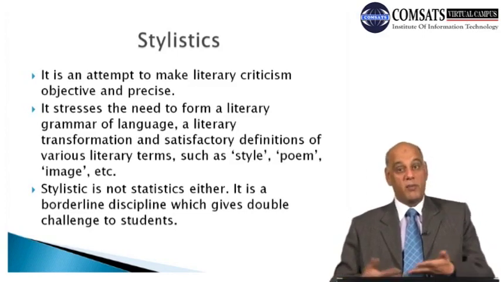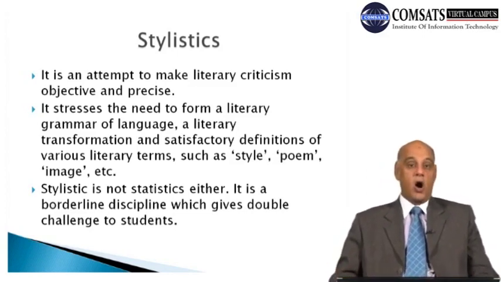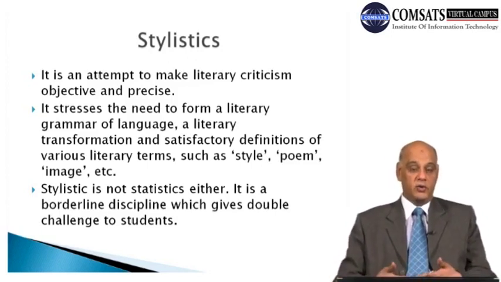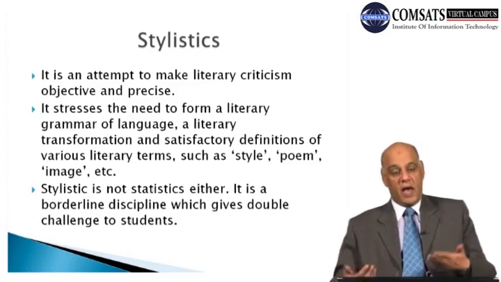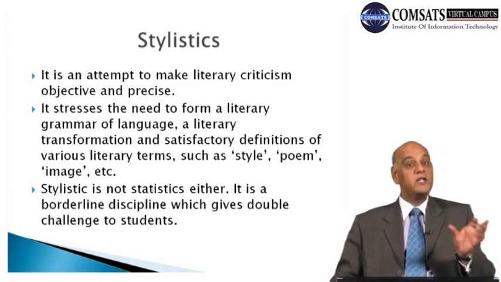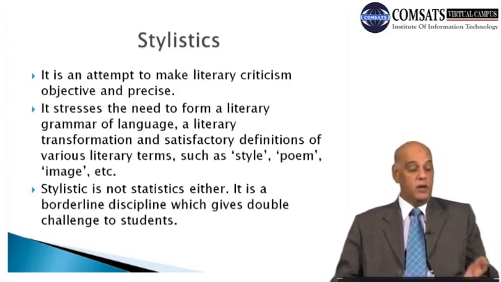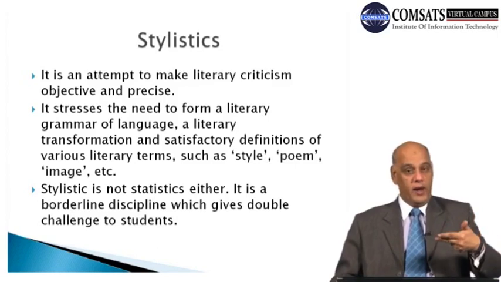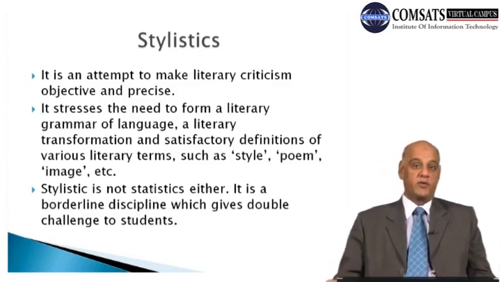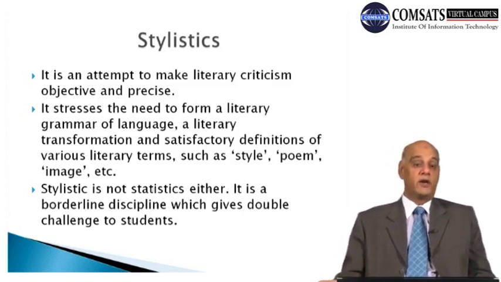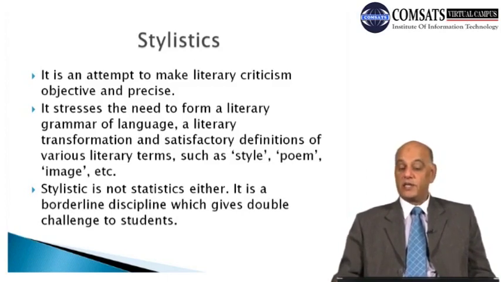We were so far talking about the grammar of language, so here it is a literary grammar. So how grammar is modified, how different words are used, and you create a new kind of grammar which is applicable to literary works, and from that you give a definition of various literary terms. What is style, what is poem? When you talk about the definition of poem, you talk about the scientific way. A new kind of grammar has been created for the purpose of producing literary works.